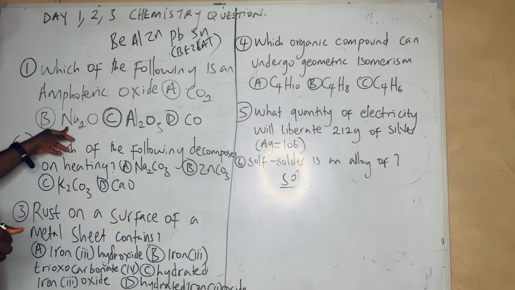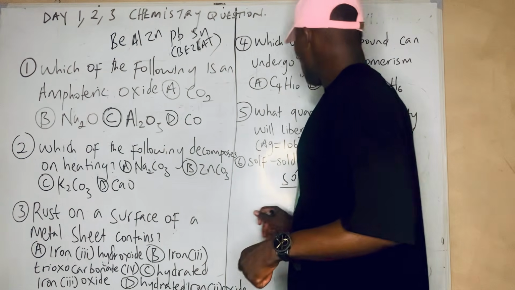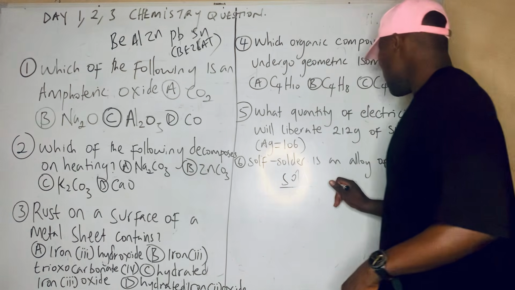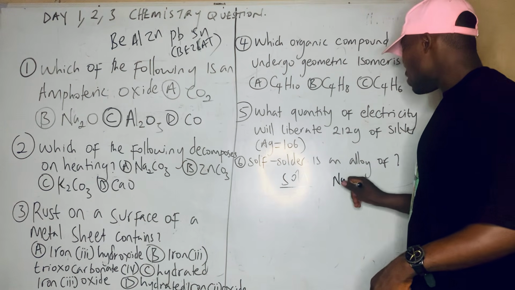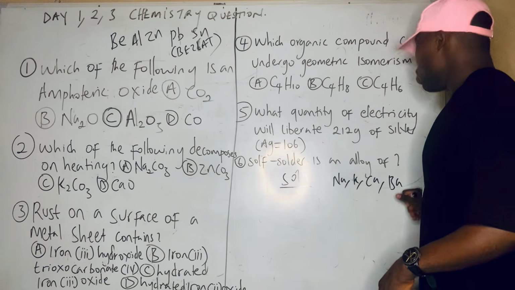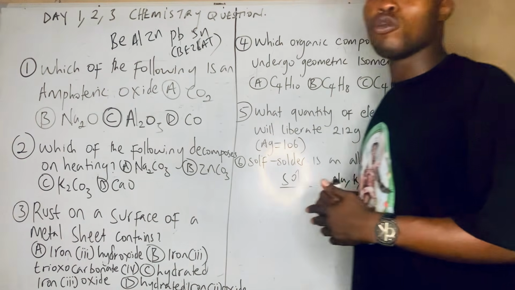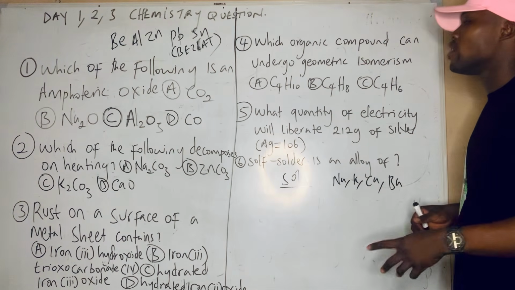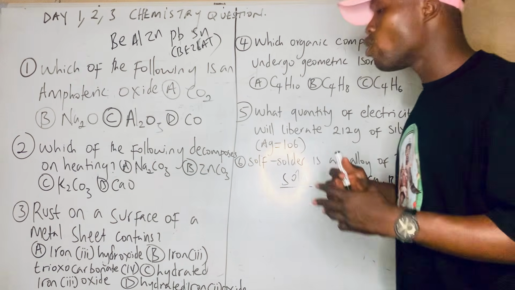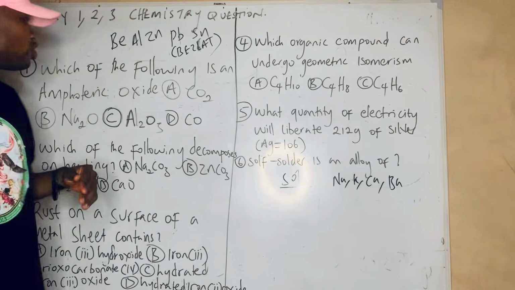That's a basic oxide. Basic oxides include oxides of group 1 and group 2 elements, such as Na, such as K, such as Ca, such as Ba. The only group 2 element that is amphoteric is beryllium. Beryllium is in group 2 but is amphoteric. So group 1 and group 2 elements, their oxides are usually basic. They dissolve in water and their solution turns red litmus to blue. Did you get this one?